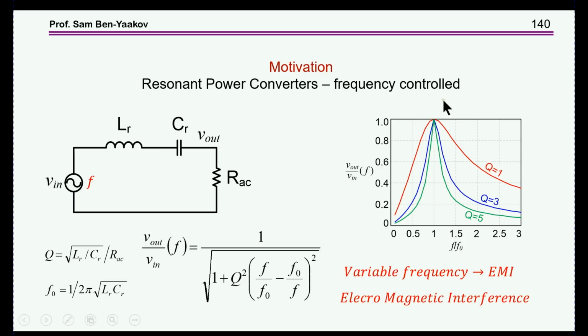And of course we have the response here, which is dependent on Q, which is the load. Now notice that the response is a function of the ratio between the frequencies. So we can get a similar response if we change the resonant frequency. Keep the switching frequency constant and change the resonant frequency. How can we do it?